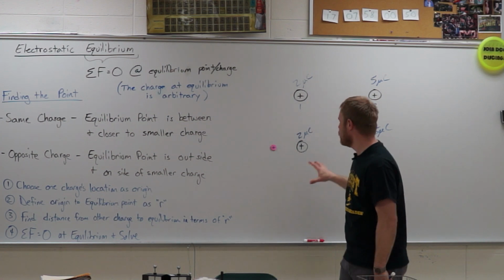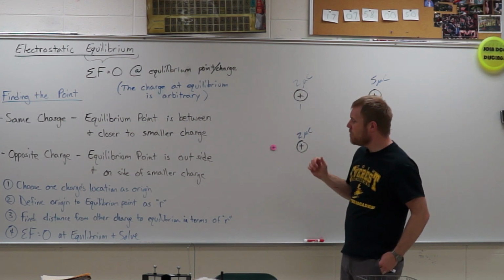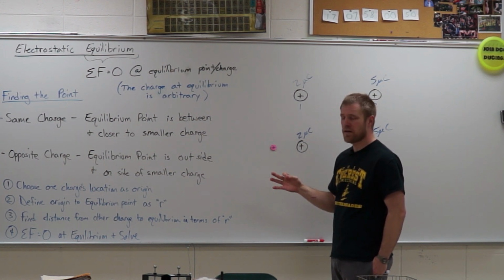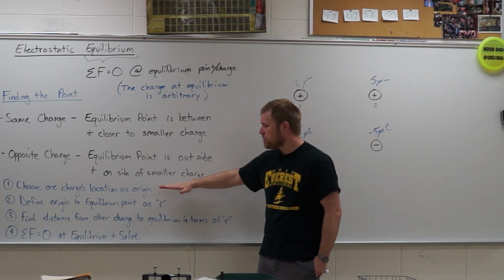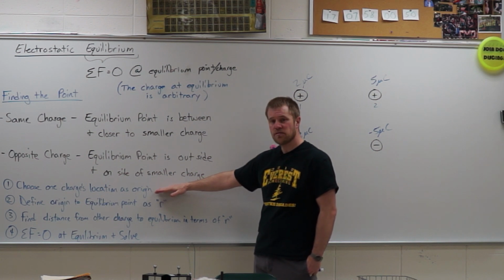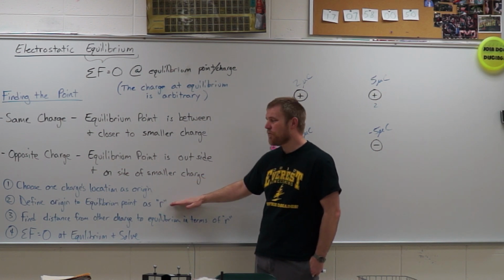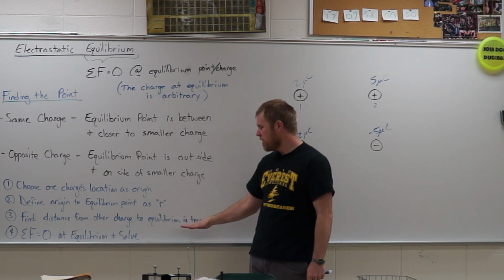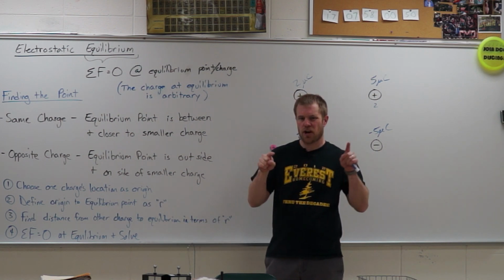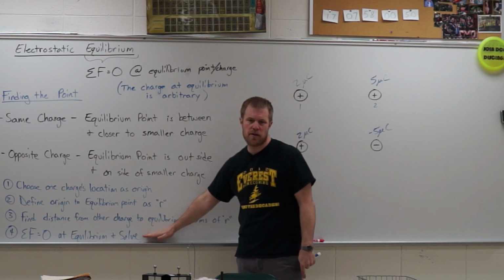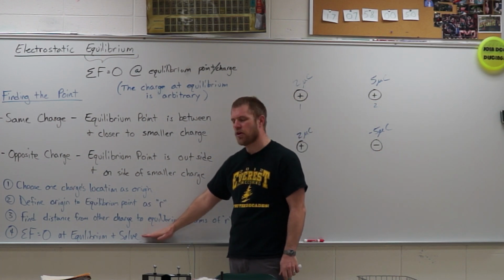Once we've identified the location, then we can set up our problem, and our problem setup has 4 parts. The first part is we need to choose one of the charges as the origin location. Then we need to define the distance from the origin to the equilibrium point as r. We need to find the distance from the other charge to the equilibrium point in terms of r, and then we can set up our summation of the forces and solve it.